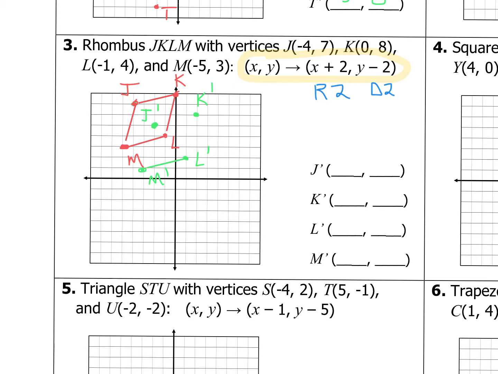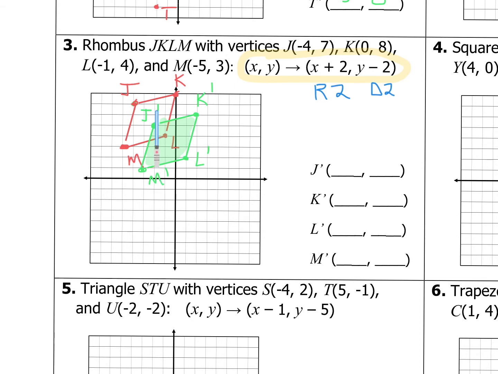One of the things you might want to start doing is shading in your translated figure, because sometimes, as this one is doing, they're going to overlap each other. So one of the things that I like to do is just shade in lightly my translated figure. So there it is. Last thing that we have to do is to identify the ordered pairs.